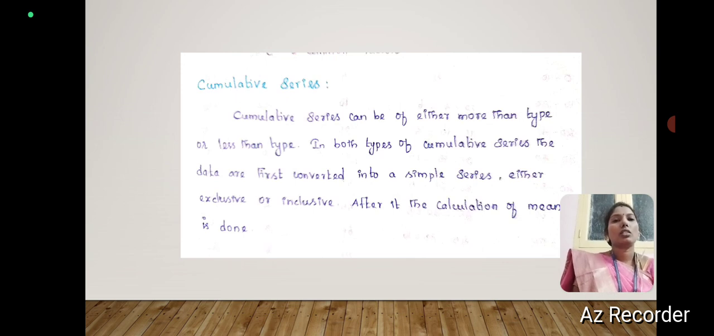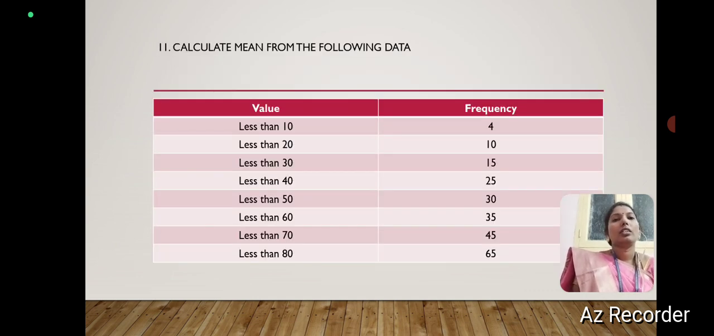Another one is the cumulative series. It can be of either more than type or less than type. In both types of cumulative series, the data are first converted into a simple series, either exclusive or inclusive. After that, the calculation of mean is done. And this is the problem for cumulative series.